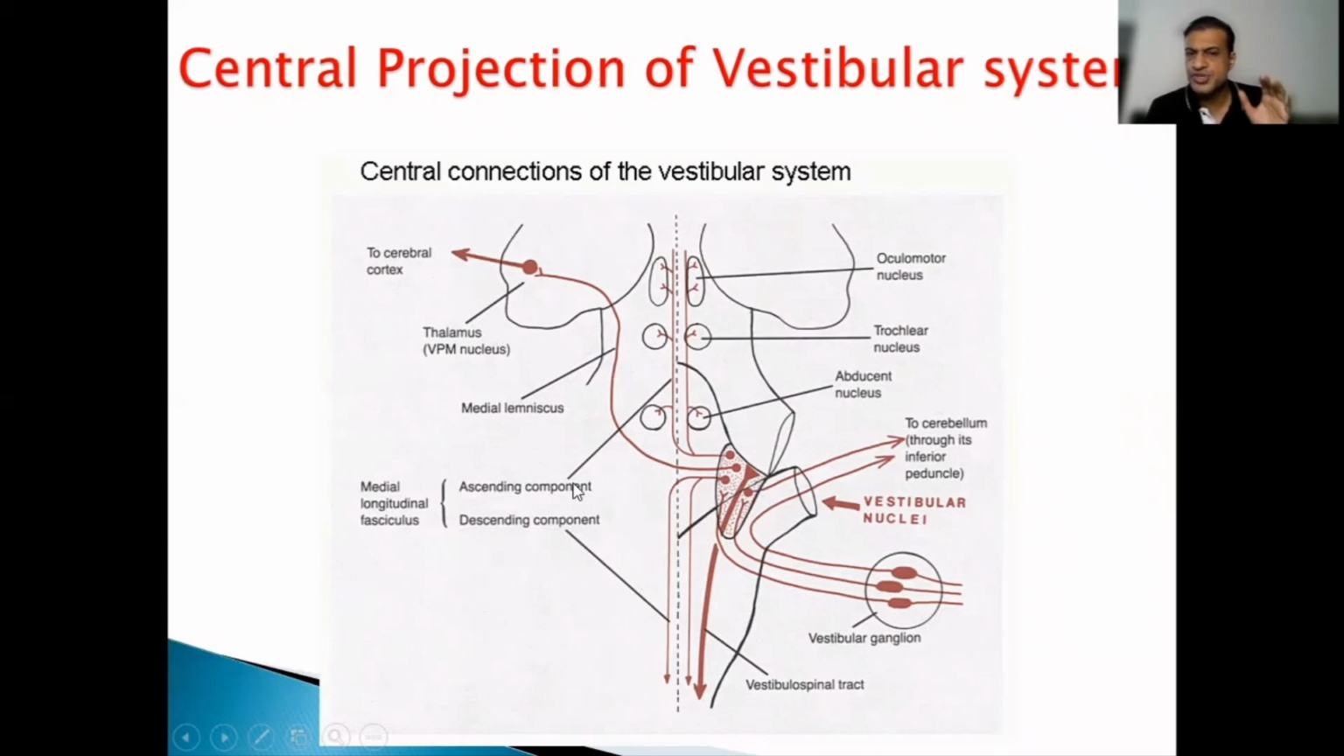Let us not get confused. Only remember that the descending fibers are the lateral and the medial vestibulospinal tracts. The ascending fibers go to the cerebellum, to the third nerve, the fourth nerve and the sixth nerve, and they also go to the brain or the cerebral cortex. So, ascending fibers and descending fibers from the vestibular nucleus.